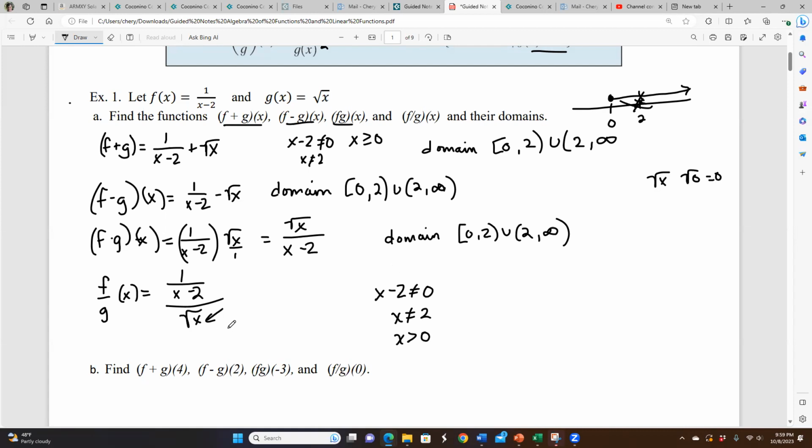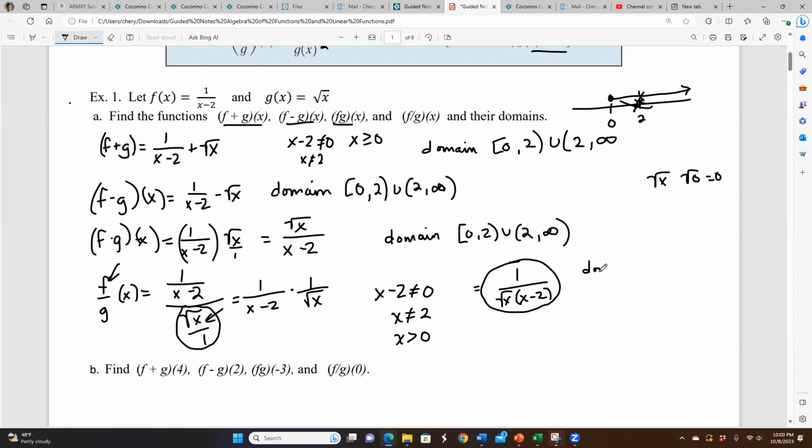We can also clean this complex fraction up. My fraction in the numerator is 1 over x minus 2. Now, when you're dividing fractions, you flip the lower fraction and multiply. So I'm going to flip this and multiply it. That's our rule. So this will give us the function of, let's see, it would be 1 over the square root of x times x minus 2. And you could multiply that out, but that would be the function f divided by g.